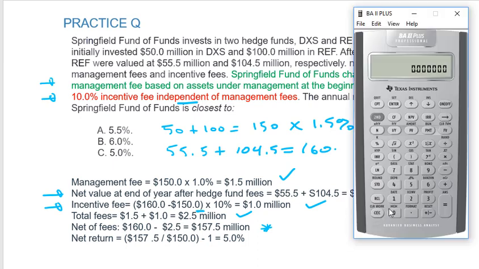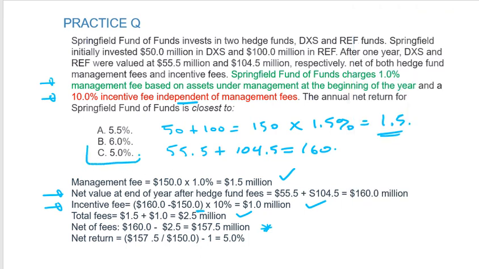So if we just bring up the calculator, 157.5 divided by 150 at the beginning of the year, minus 1, times 100, and we get a nice round number, 5%. The correct answer is C.